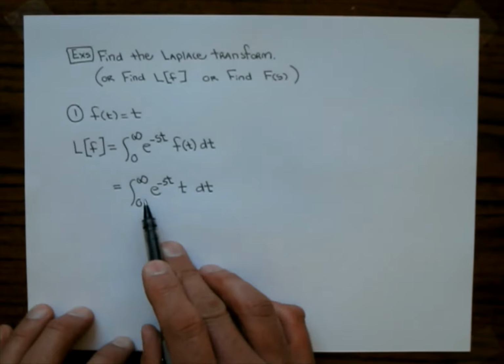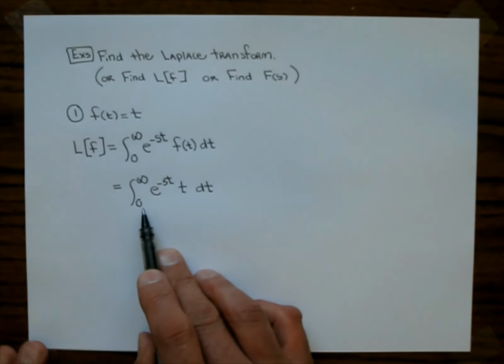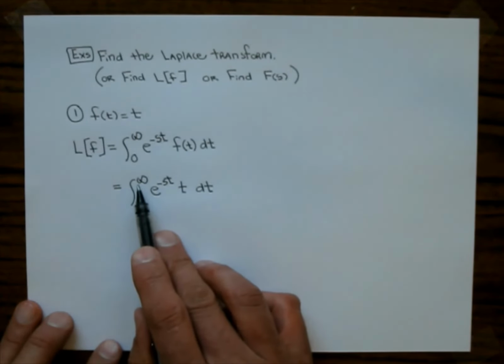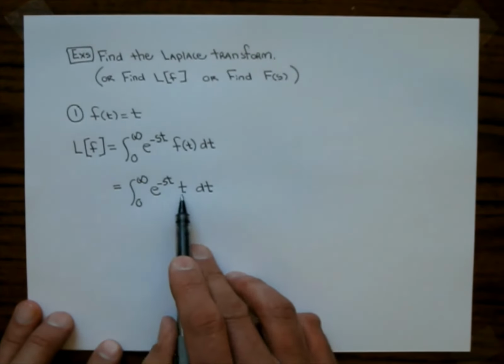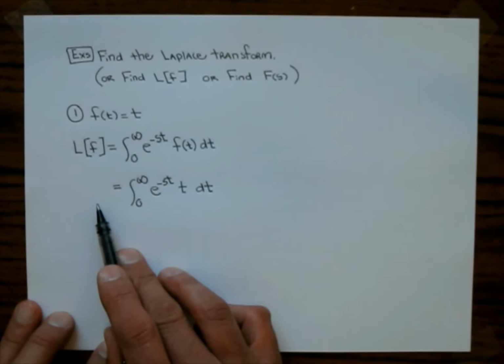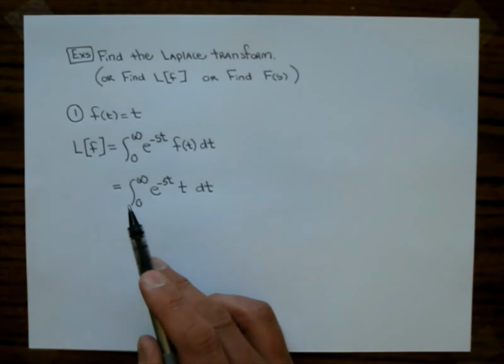One is it's an improper integral. Lots of teachers will say replace the infinity with a t. Well, we can't do that. Replace it with a w and put a limit. Yeah, that's cute. We're not going to do that.